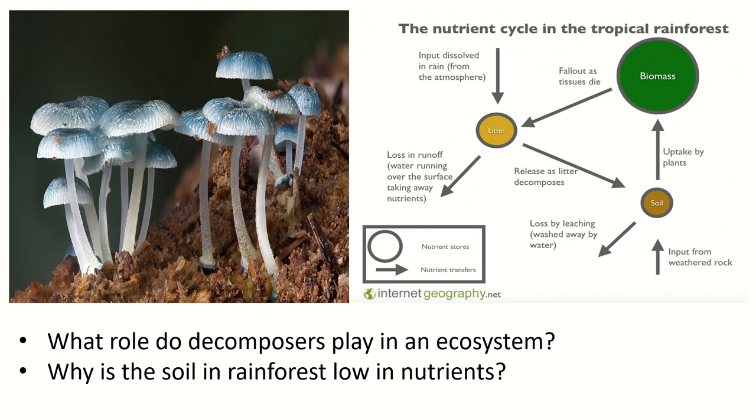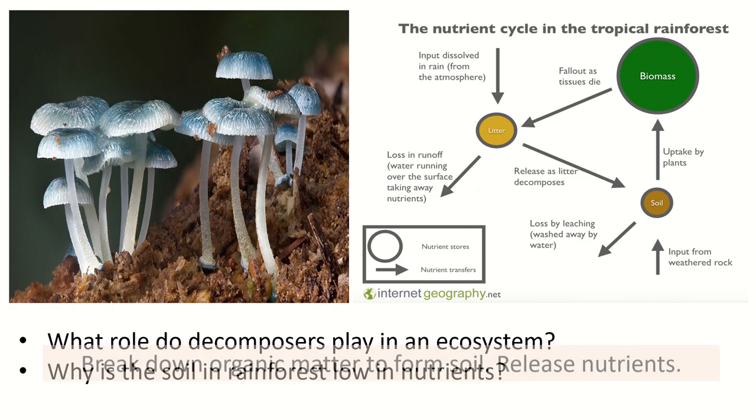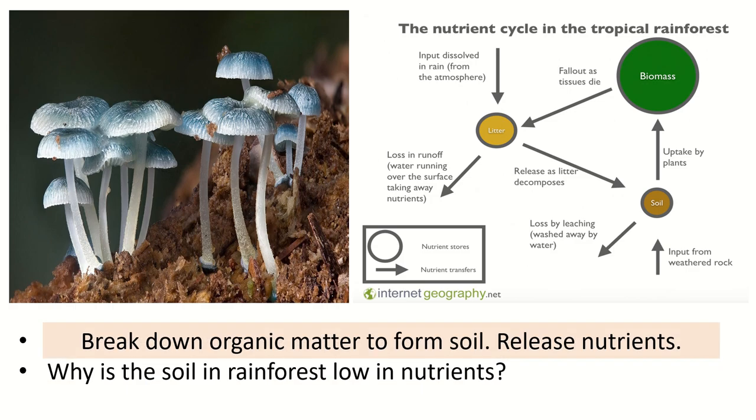Okay, so decomposers like fungi and microorganisms, their entire role is to break down organic matter to form soil and release nutrients. So if we're in a forest and a fox dies, a decomposer, as part of the nutrient cycle, will turn that dead fox back into nutrients and soil which plants can take up. It's an example of interdependence as well.